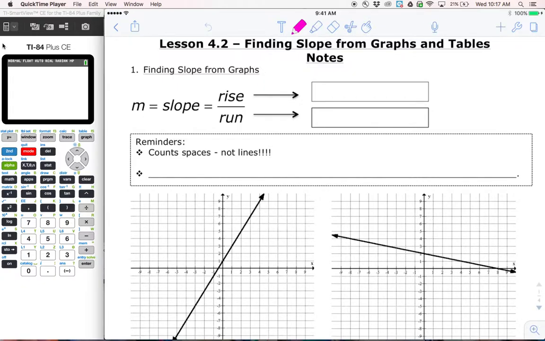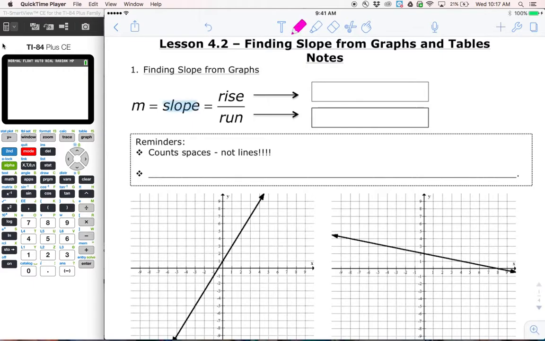Lesson 4.2, Finding Slope from Graphs and Tables. We are starting this unit really focusing a lot on slope. And you guys had learned slope last year, so you probably have a good foundation for what we're talking about today. Let's recall that when we talk about slope, we say rise over run.